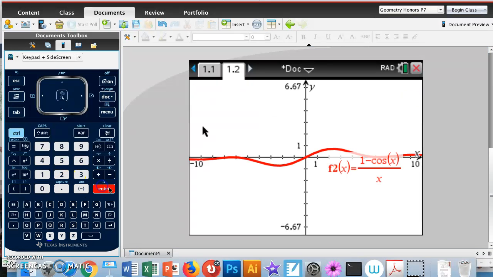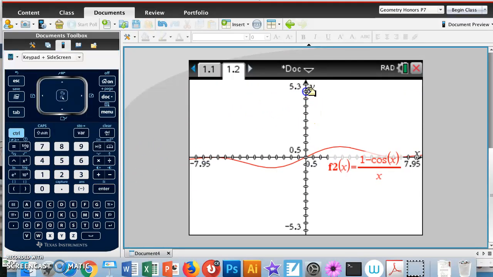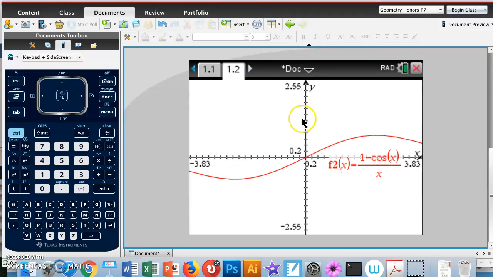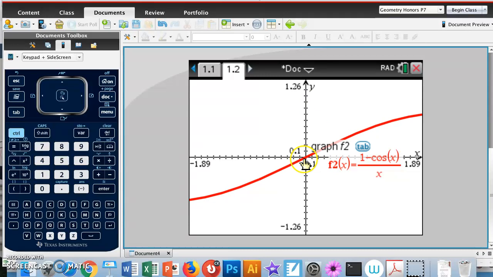And you can see the graph. There it is. And if you look at it, what's happening as you get close to 0 from the left and the right, you can see it here getting close to 0. And you can also check the table.